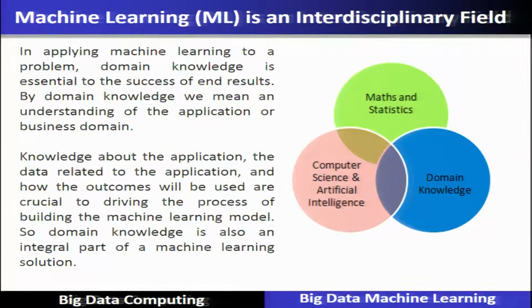Machine learning is an interdisciplinary field. In applying machine learning to a problem, domain knowledge is essential to the success of the end results. By domain knowledge, we mean an understanding of the application or the business domain in which we are solving the problem. So, the knowledge about the application, the data related to the application, and how the outcomes will be used are crucial in driving the process of building a machine learning model. So, domain knowledge is also an integral part of a machine learning solution.